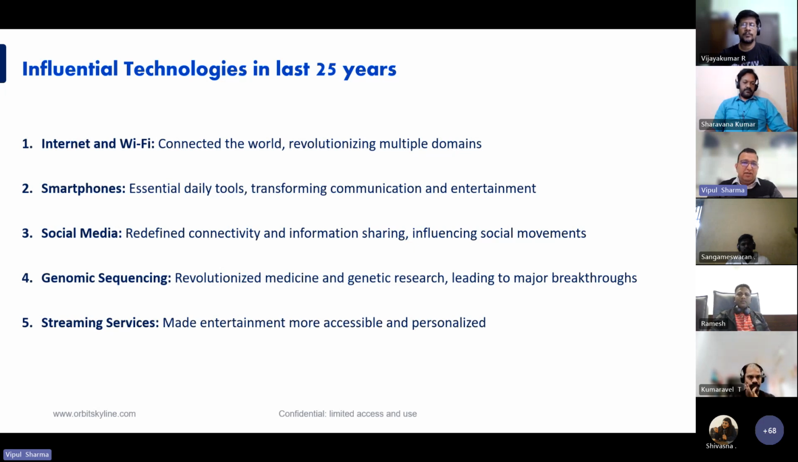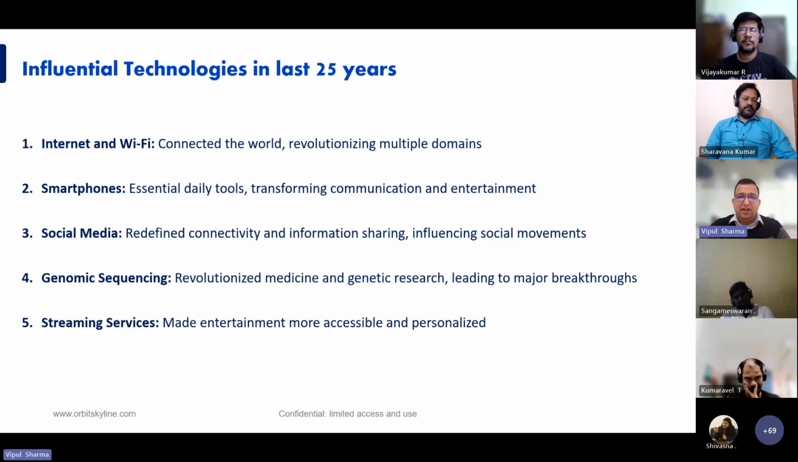So I think most of you agree, without internet and Wi-Fi, we could not imagine the world today, the way we are connected together, and also the way it has affected several other domains. So obviously it has to come there. Then smartphones, the real benefit or power of internet has been basically revolutionized by the use of smartphones.